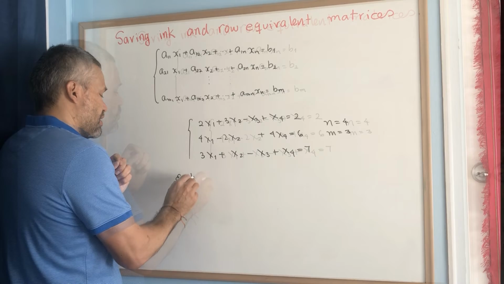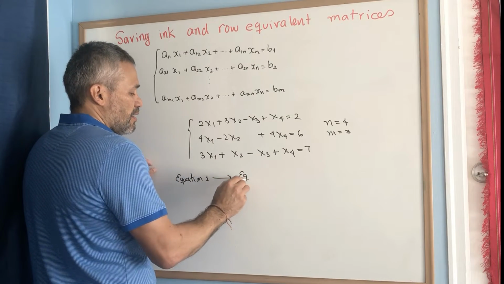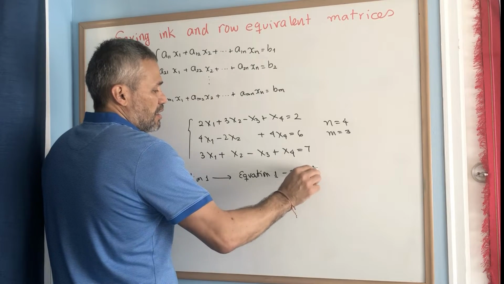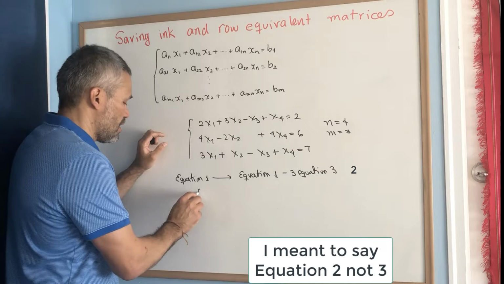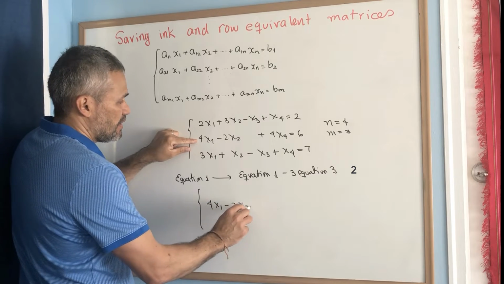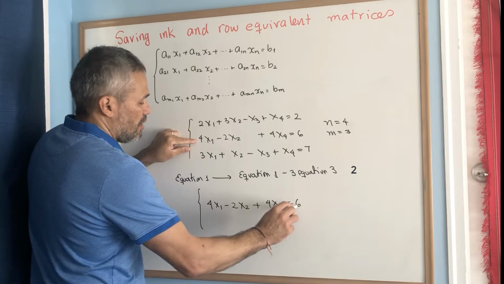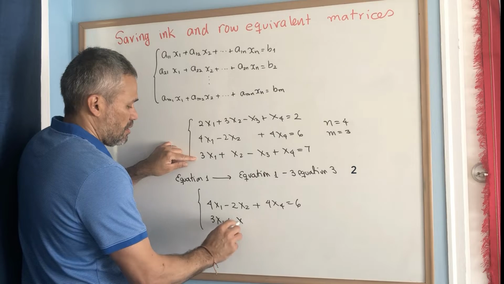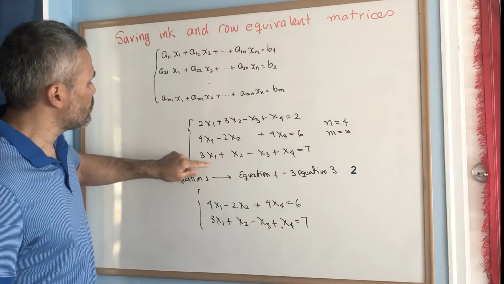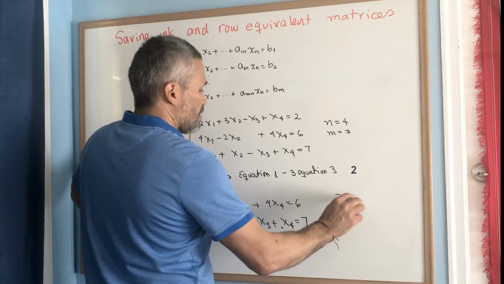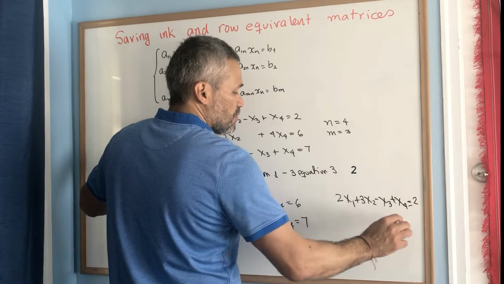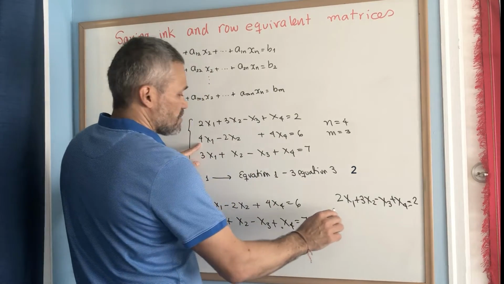For example, here I can change equation 1 with equation 1 minus 3 times equation 3. When I do this change, equation 1 is the one that is changing. Then I keep the other ones exactly the same. And I'm going to do 2x1 plus 3x2 minus x3 plus x4 equals 2, and I'm going to do minus 3 times this.